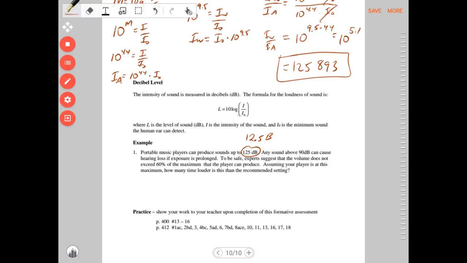Loudness equals 10 times log I over I0. So what we do is we divide each side by 10. We divide the loudness by 10.